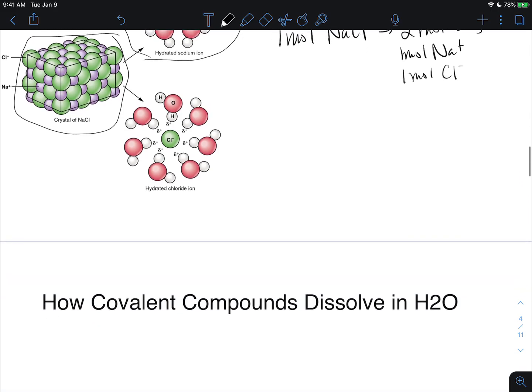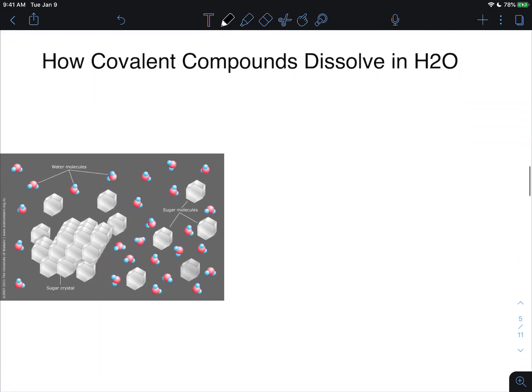This is going to be different than what happens when we dissolve a covalent compound, such as sugar. So what we have up to the left is a sugar molecule, and again, the water molecules, their partial positives and partial negatives, are going to interact with the sugar, which is another polar substance. So it's also going to have partial charges, not full charges. But as the water molecule comes in and interacts with these sugar particles, these are full sugar molecules.